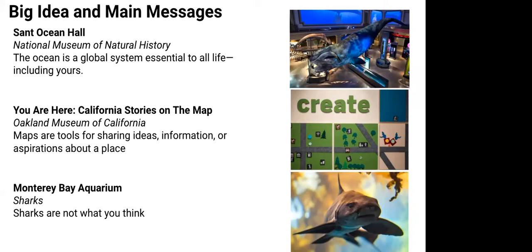And I have three examples of big ideas here. So the Sant Ocean Hall at the National Museum of Natural History has the big idea: the ocean is a global system essential to all life, including yours. So they're obviously going for that personal connection. When I worked on maps, the big idea we had was maps are tools for sharing ideas, information, or aspirations about a place.